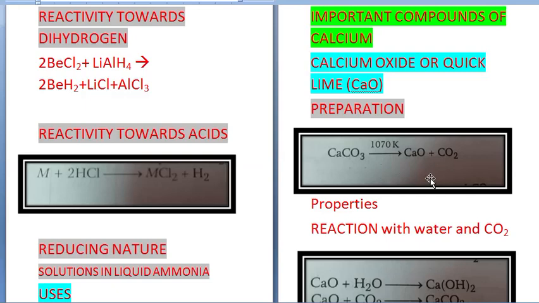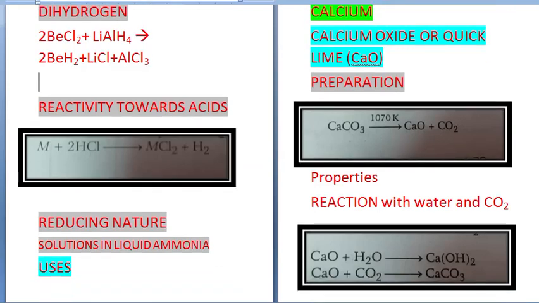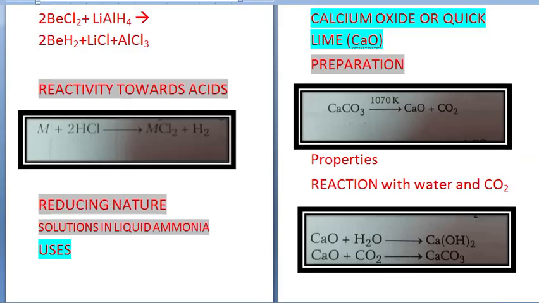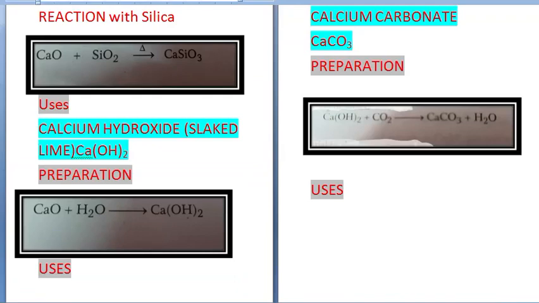Now, properties of quicklime. First property is reaction with water and carbon dioxide. Calcium oxide reacts with water to give you calcium hydroxide. CaO plus H2O gives you Ca(OH)2. And it reacts with carbon dioxide to give you calcium carbonate. CaO plus CO2 gives you CaCO3. Then next is reaction with silica. Calcium oxide reacts with silica, SiO2, to give you CaSiO3, calcium silicate.